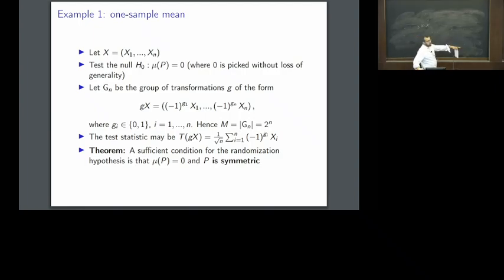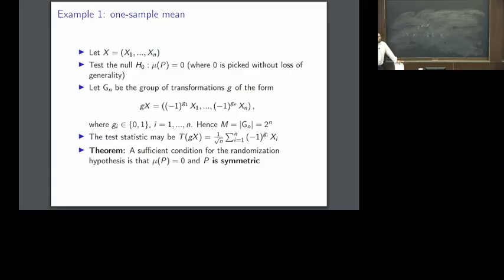How do I build a test statistic? And so now this is going to get to your question. I'm going to say that TX is just, I'm testing that the mean is 0. So a good test statistic is just the sample average. Right? If the mean is bigger than 0, this test statistic is going to be bigger than 0.